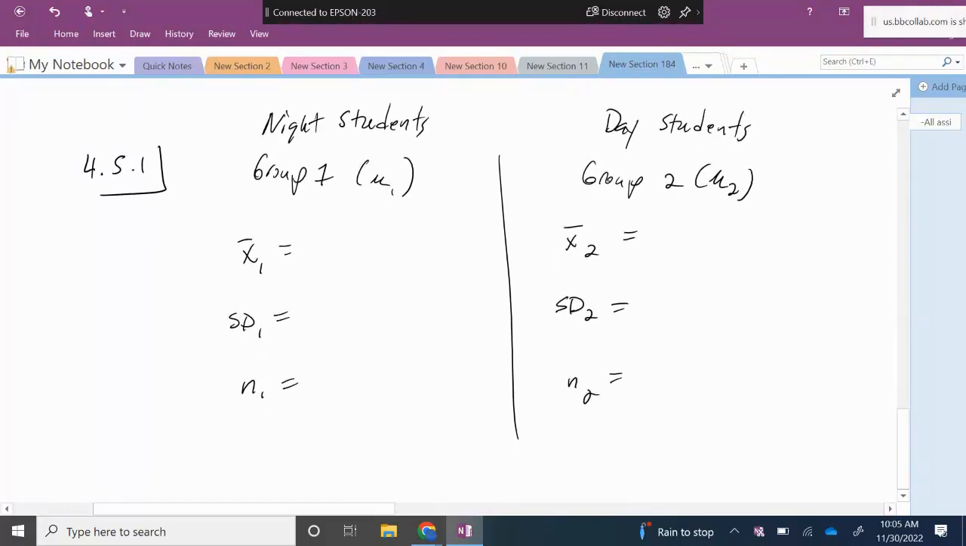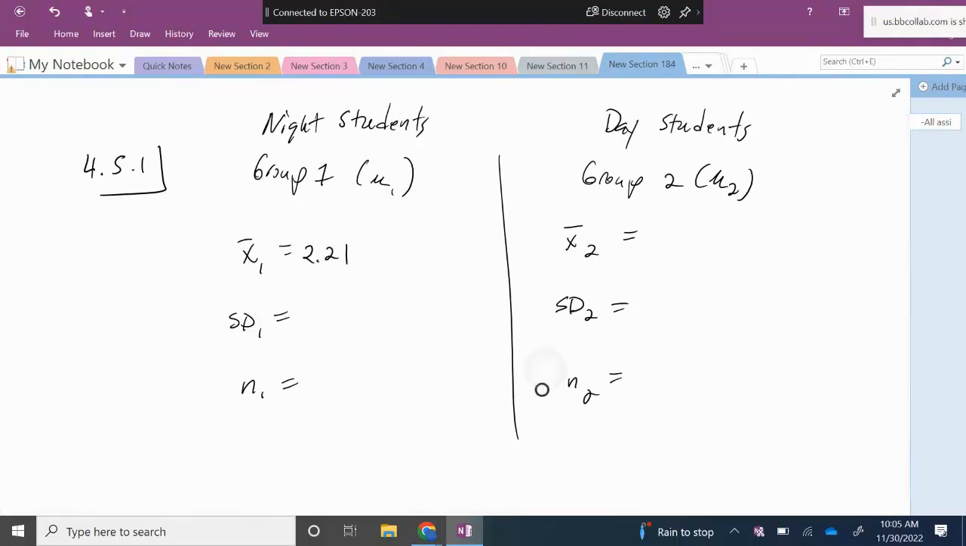All right. So we're going to list all of these items for group 1 and group 2. X bar 1, that would be the mean for the night students. SD sub 1, that's just the standard deviation for the first group. And N sub 1 would be the sample size for the first group. All right, so the mean for the first group is 2.21.